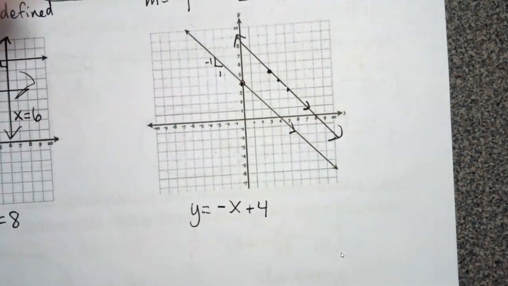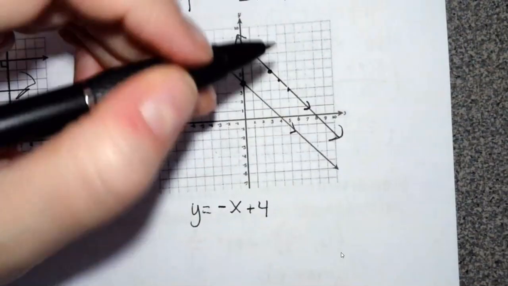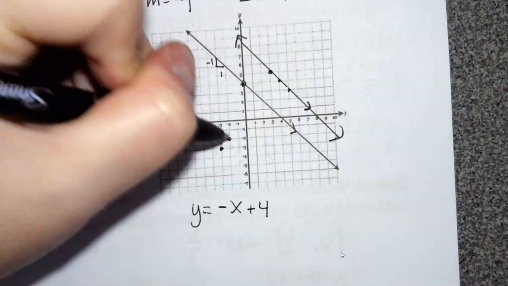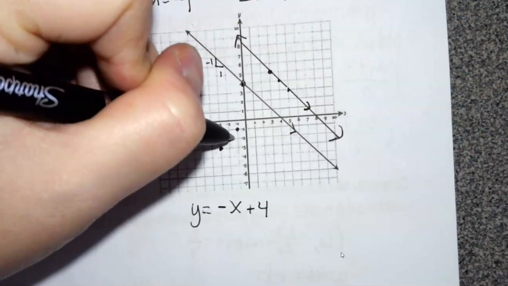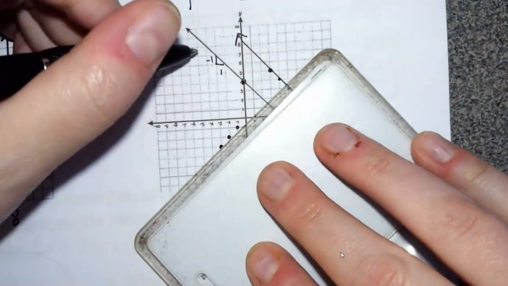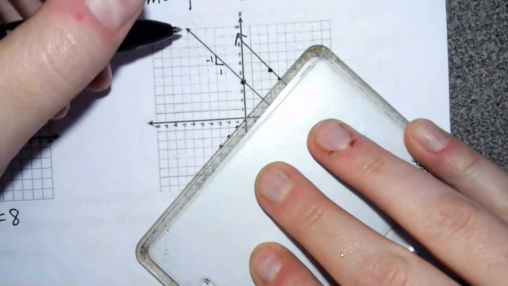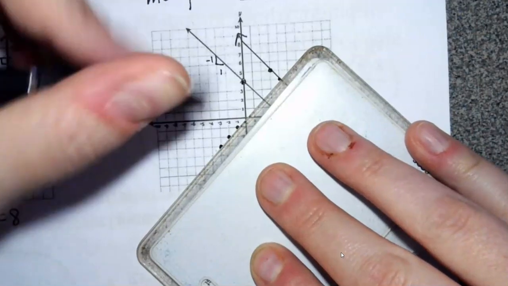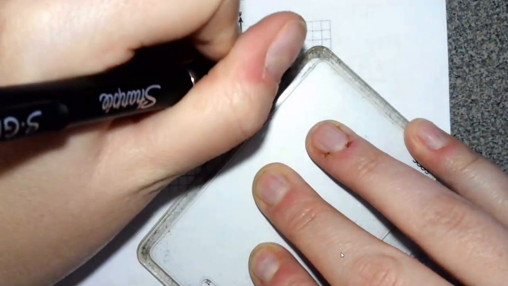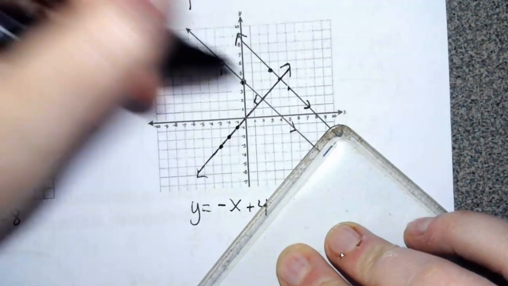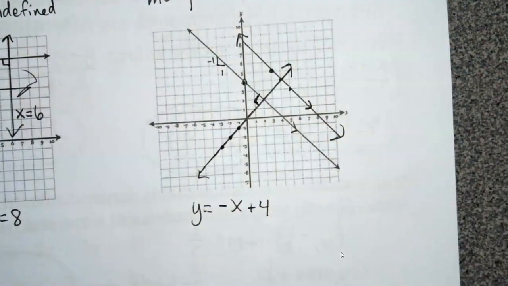And then for my positive slope, I pick a point and put it literally anywhere. And then it just needs to go up 1 over 1. Up 1 over 1. Draw in that perpendicular line, and then you can draw your little box to show that it's perpendicular.